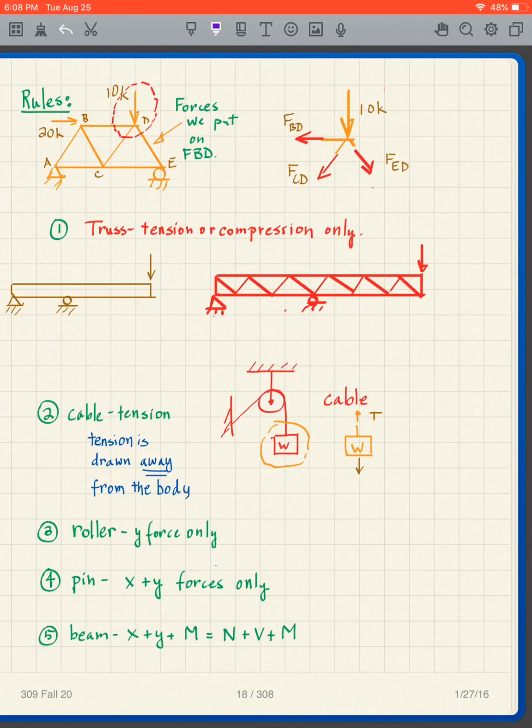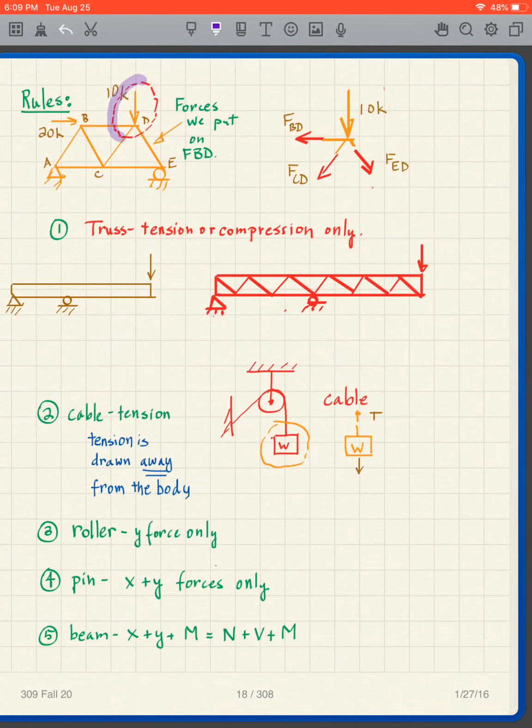Nothing else. It can't take any other, well, we'll talk about it. It's not a beam. And when it can take only tension or compression, if I come in and here's my truss and I want to analyze, create a free body diagram and analyze that particular point D, what does that mean? Well, I follow the rules.